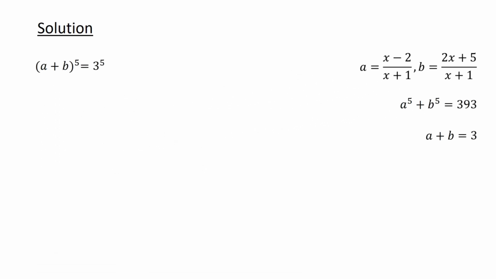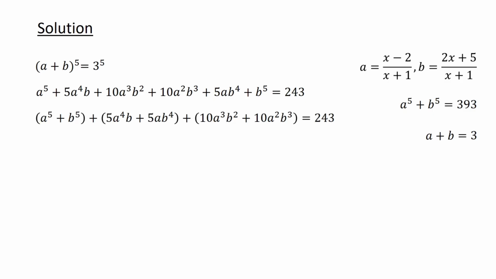Next, we take the fifth power of both sides of the equation a plus b equals 3. The left-hand side becomes a to the power of 5 plus 5a to the power of 4 b plus 10a cubed b squared plus 10a squared b cubed plus 5a b to the power of 4 plus b to the power of 5, while the right-hand side is 243.